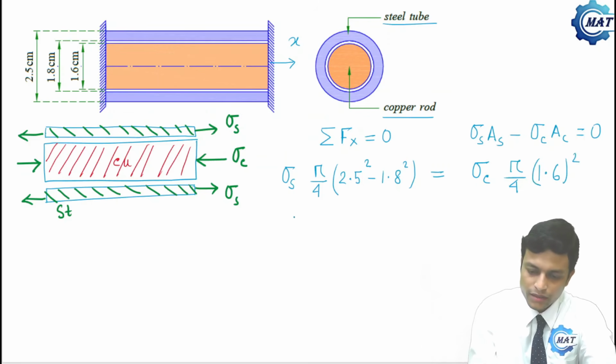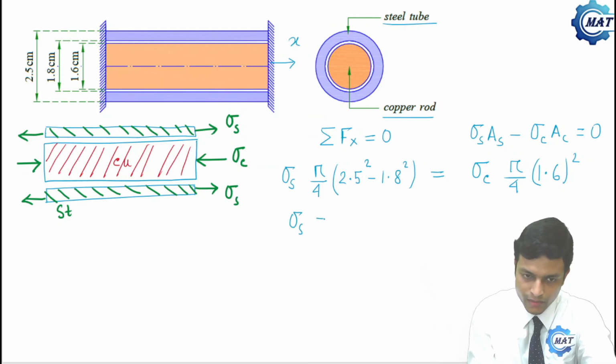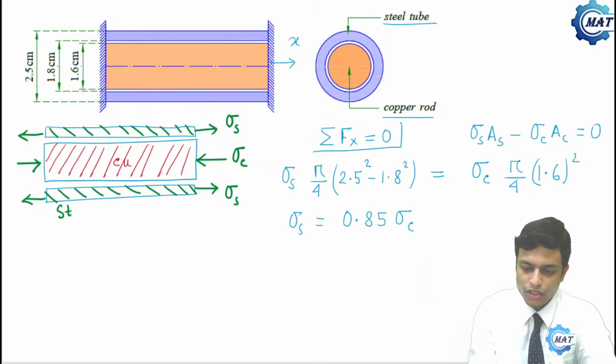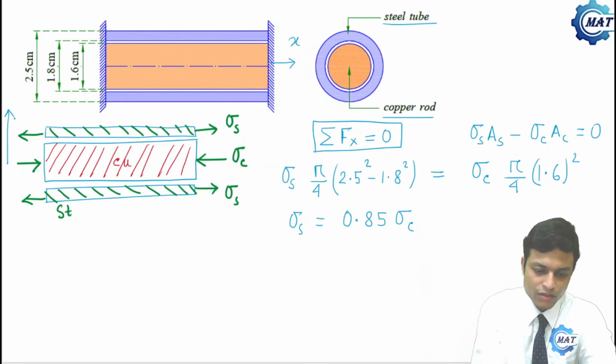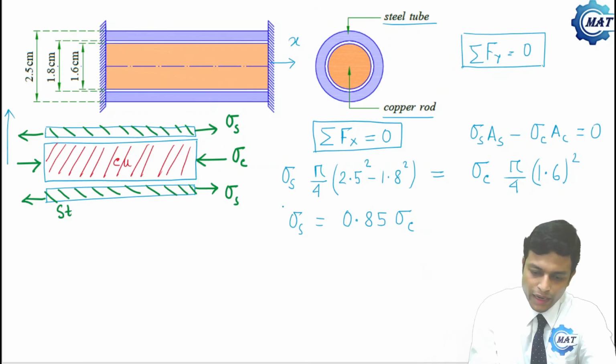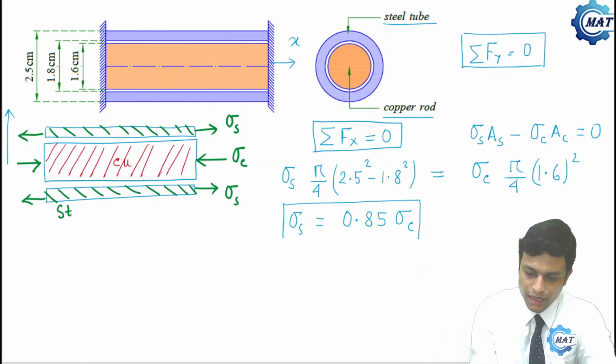So from this, if we calculate it, we get sigma S is 0.85 sigma C. This is the equation of statics, and there is no force along the y direction, so summation of F(y) is 0. That equation becomes redundant here. So we have one equation and two unknowns.